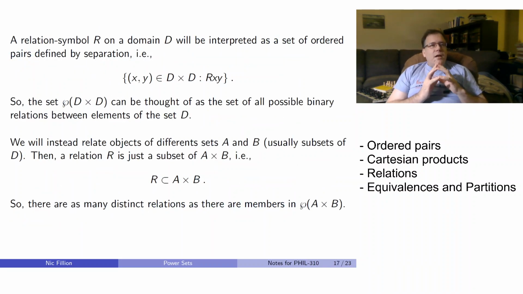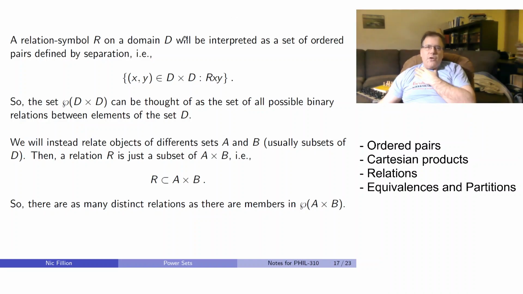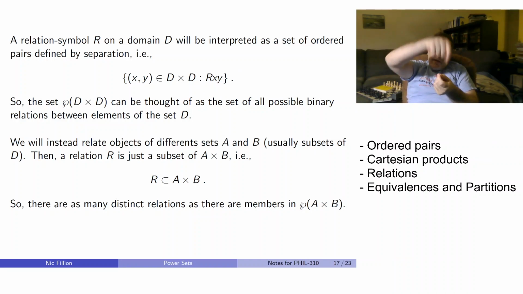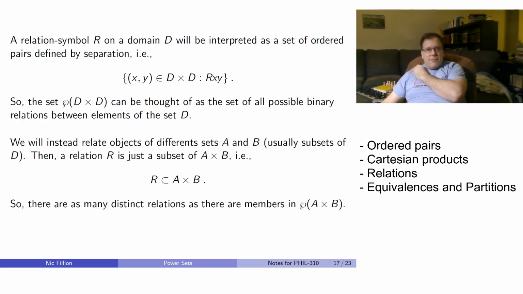Okay, so let's talk a little bit more about those relation symbols, right? The relation symbols that are interpreted with respect to a particular domain are going to be interpreted, as I was saying, as a set of ordered pairs. And with the axiom of separation, we're going to make sure that we just keep the ordered pairs that make the relation true, right? So the pair xy such that Rxy is true. So this is the axiom of separation, which gives us the direct connection between the language and its semantics.